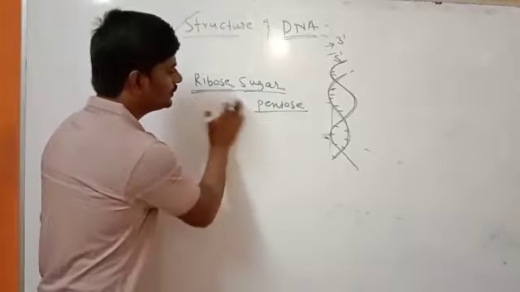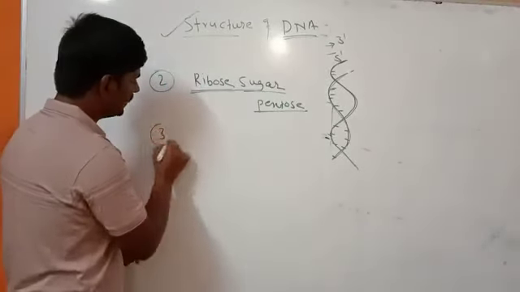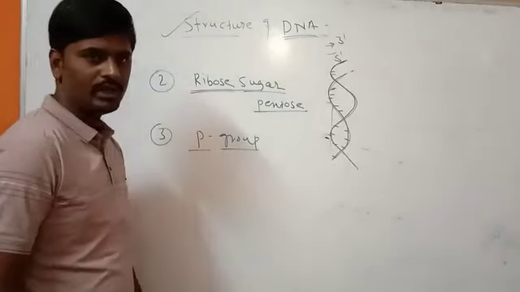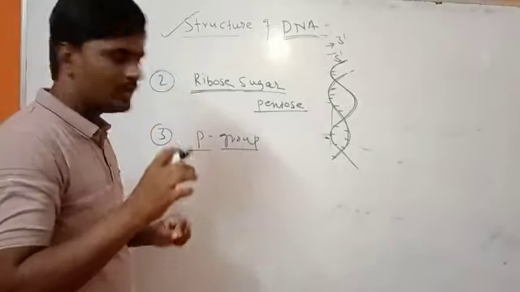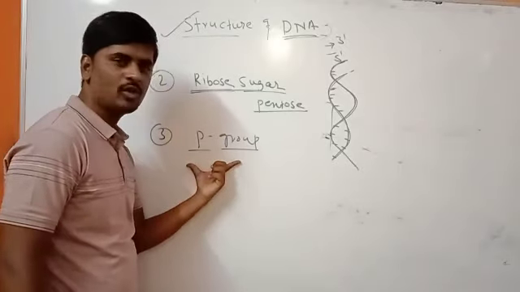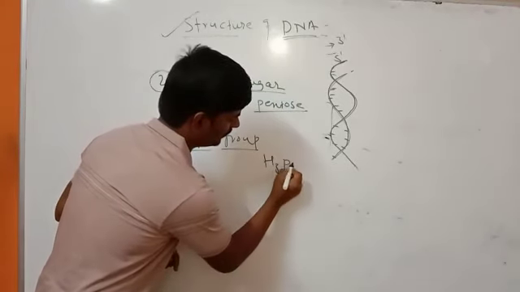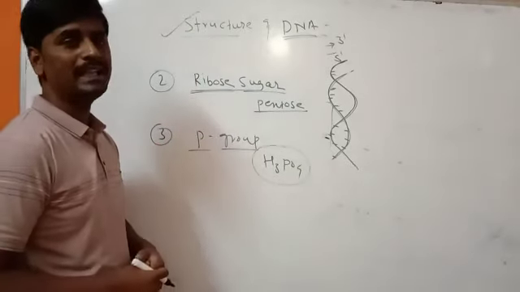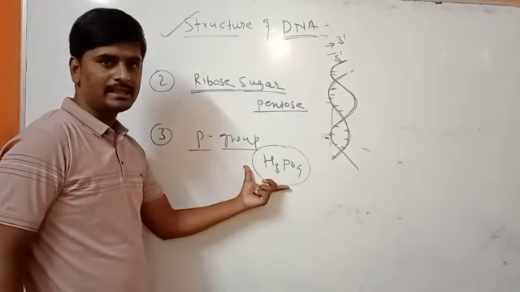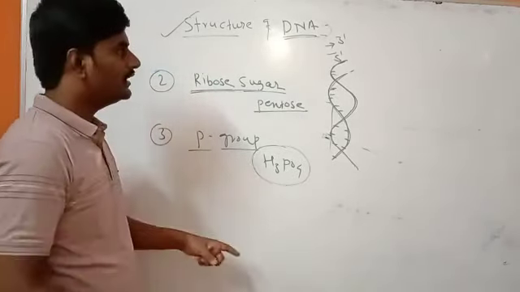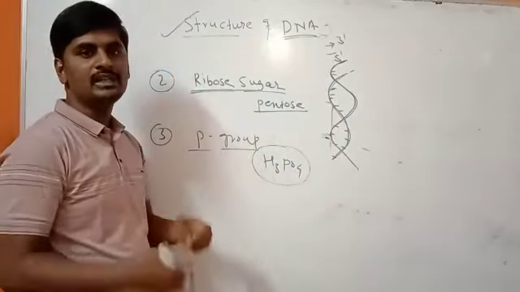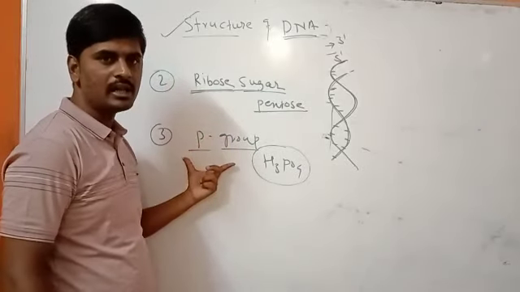Again, the third component is the phosphate group. One thing you have to keep in mind is that the source of this phosphate group is always H3PO4, that is, phosphoric acid. Whenever the structure of DNA is formed, these 3 basic components are used.